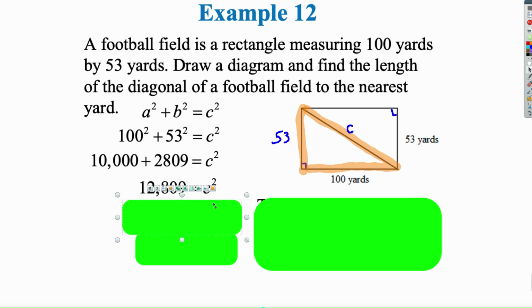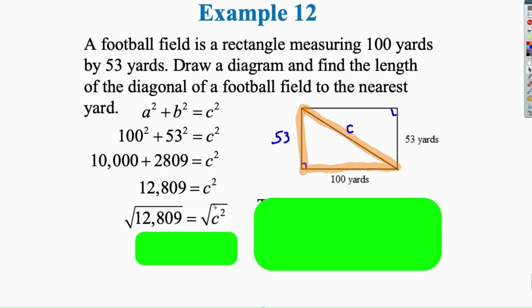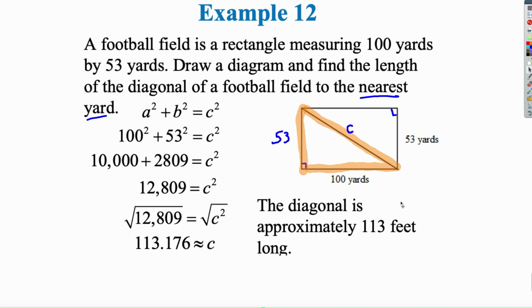I want C all alone, so I square root both sides. The square root of 12,809 is approximately 113.176. And then I look and ask, how did it ask me to round? It said round to the nearest yard. So that's going to be about 113. It says feet, please ignore that. 113 yards.